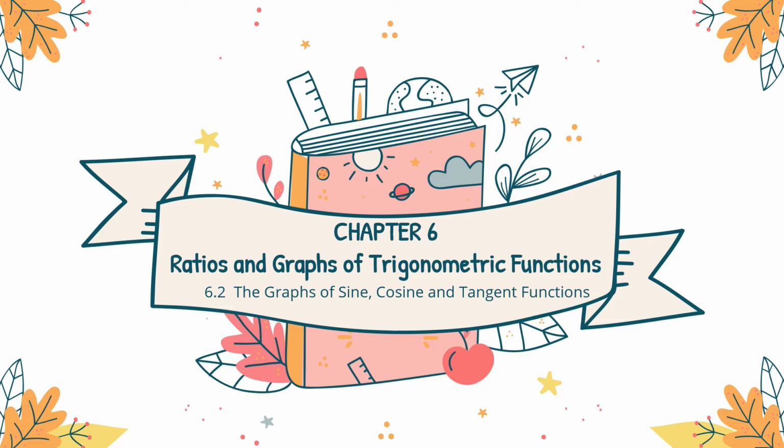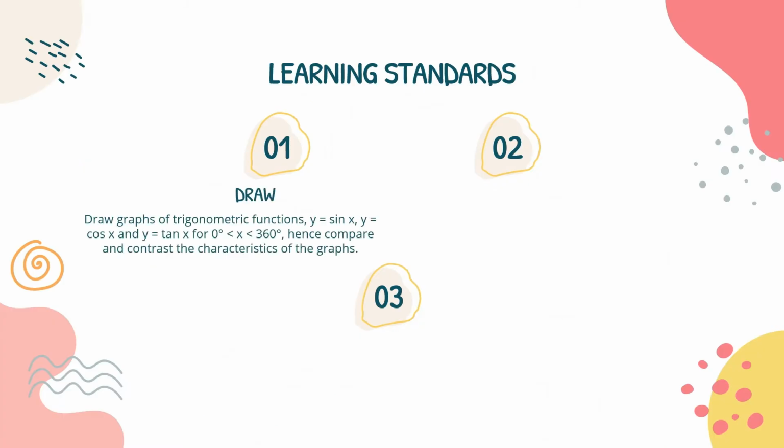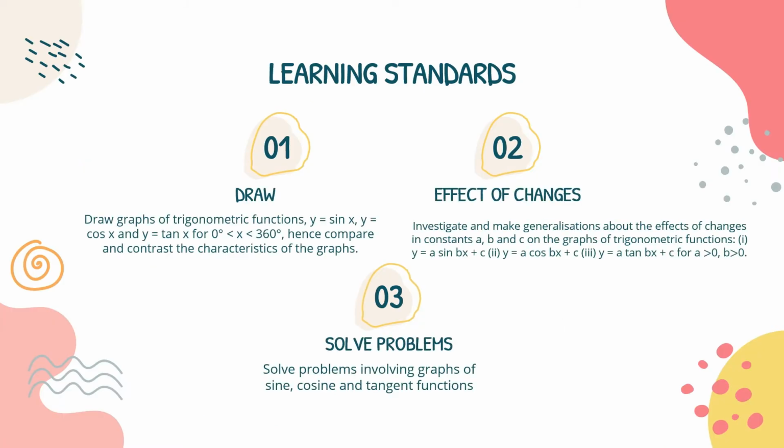Okay, teruskan nisbah dan graf bagi fungsi trigonometri. Untuk video ini, sepatutnya kita sudah melepasi learning standards yang pertama, iaitu melukis. We already learned how to draw graphs of trigonometric functions, and we can compare and contrast the characteristics of each graph. So today we are going to focus on the second one, which is the effects of changes of constants A, B, C to the graph of trigonometric functions. Kita akan lihat kesan perubahan nilai A, B dan C terhadap graf bagi fungsi trigonometri. So kita pergi kepada learning standard yang kedua.